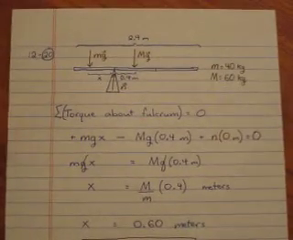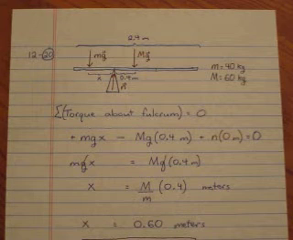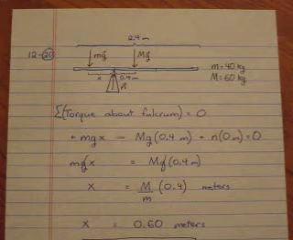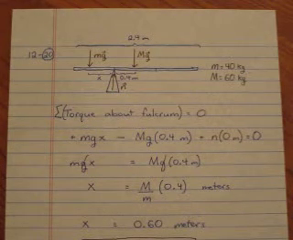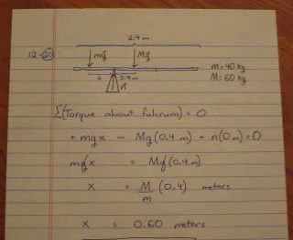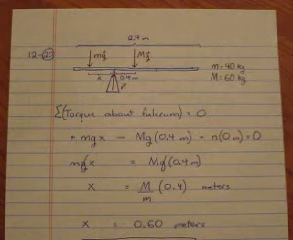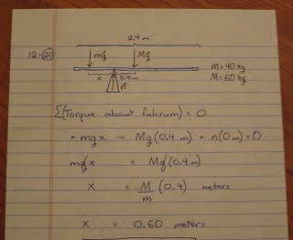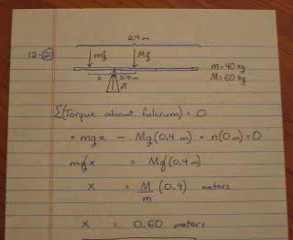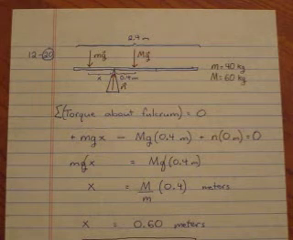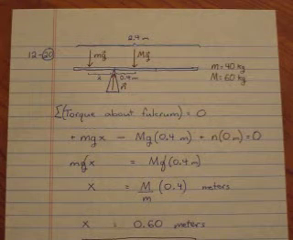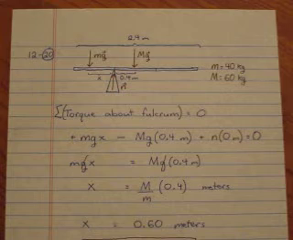Number 20. I want you to look at my picture and notice there is something that I've left off of this picture, for a reason. A 60 kilogram uniform board supported by a pivot 80 centimeters from the left end and by a scale at the right end. I have not drawn the scale. Why not? How far from the left end should a 40 kilogram child sit for the scale to read 0?